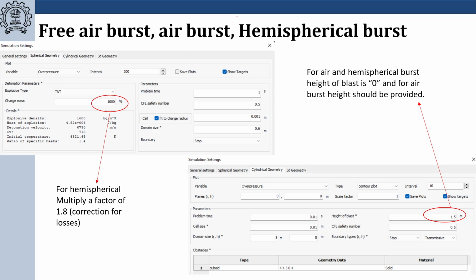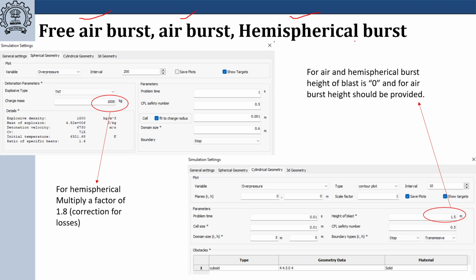Free air burst, air burst, hemispherical burst. Does anybody know the difference between these three types of explosions? You can tell me. Basically, in your free air burst scenario, the shock wave directly hits the target, and there is no obstruction for the shock front. But in an air burst, the shock wave will reach some boundary before hitting the target.